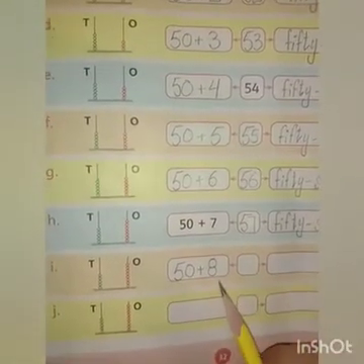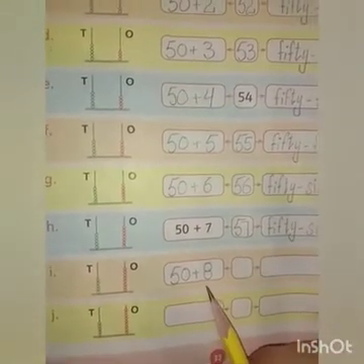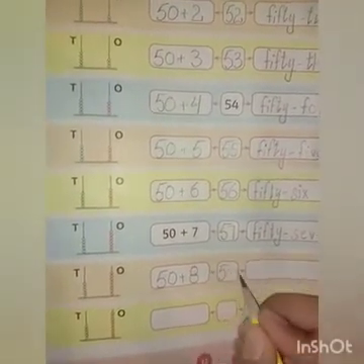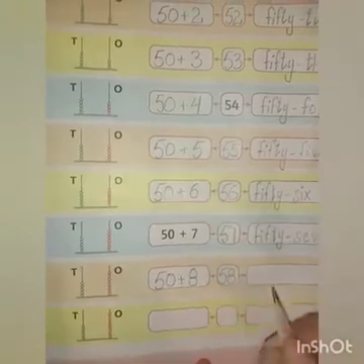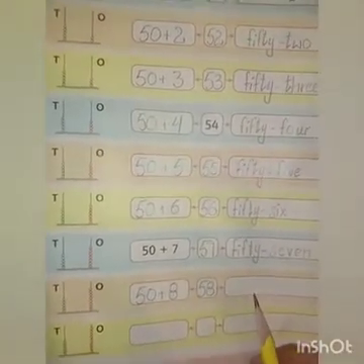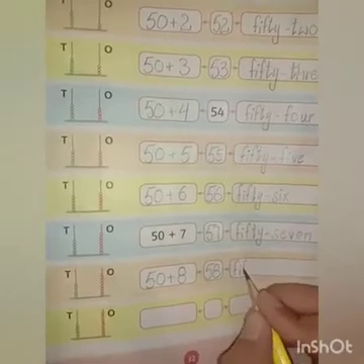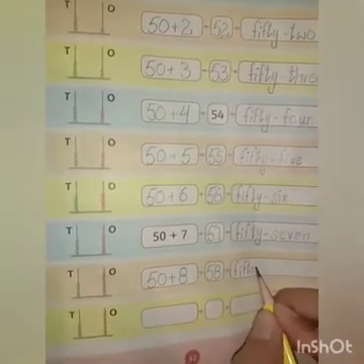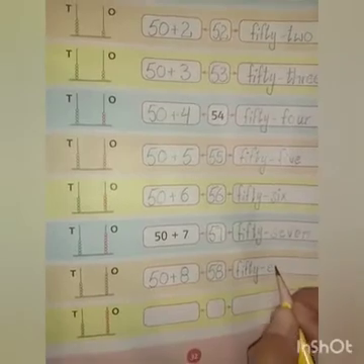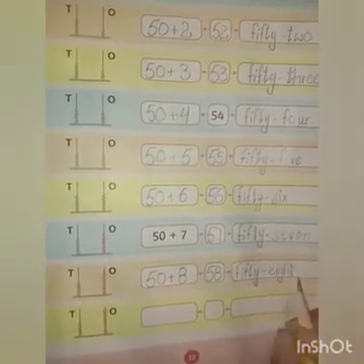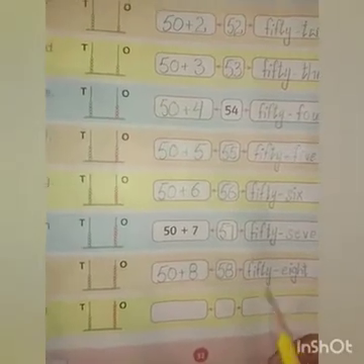Students, we are going to add these two numbers, 50 and 8. When we add them, we got the answer 58. Write 5, 8, 58 here. 58 in numbers. Now we are going to write 58 in words too. F, I, F, T, Y. 50. E, I, G, H, T. 8. 58 in words. Go for the next one.